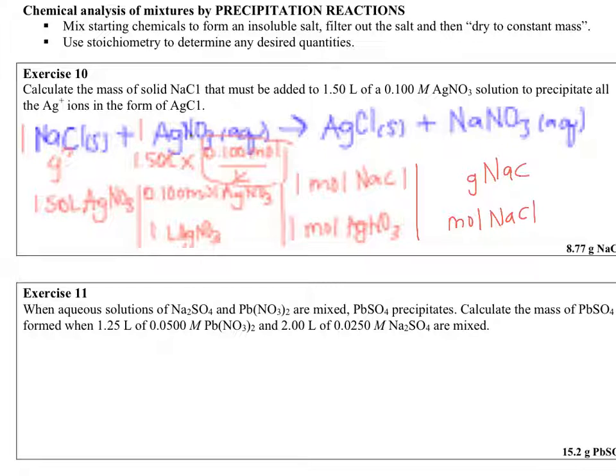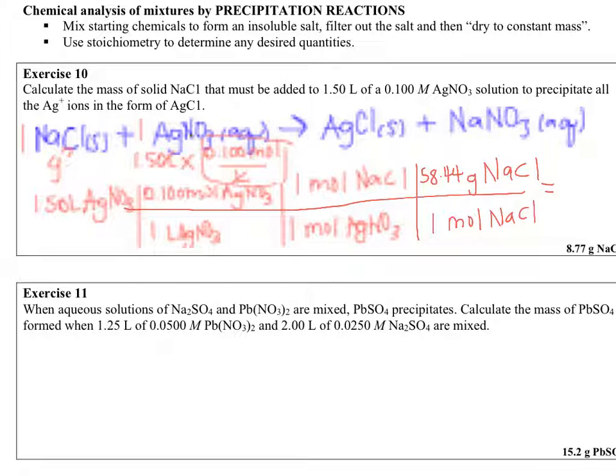Molar mass of sodium chloride. Sodium has a molar mass of 22.99. Chlorine has a molar mass of 35.45. Add those together. The molar mass of sodium chloride is 58.44 grams for every 1 mole. Complete your little railroad there. Multiply across the top. Divide by everything you see at the bottom.